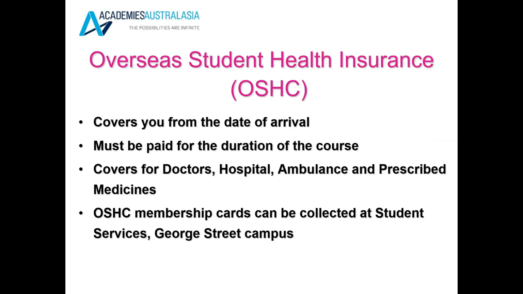Being a student, you will have access to overseas student health insurance. It covers you from the date of your arrival, and it covers you for doctors, hospital, ambulance and prescribed medicine. If you're with Bupa, you can collect this from the school. If you have insurance with any other company, you can speak with your agent, and your agent will be able to provide your healthcare card to you once you have arrived in Australia.